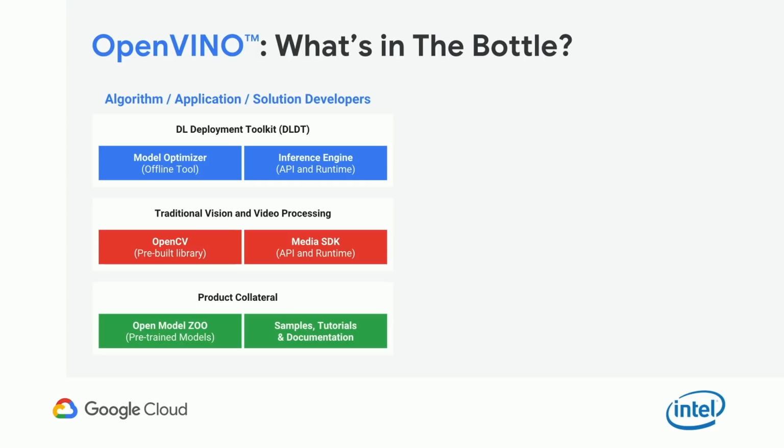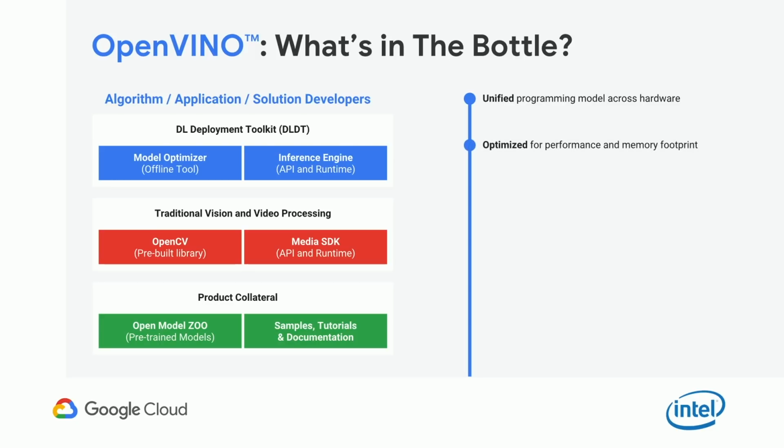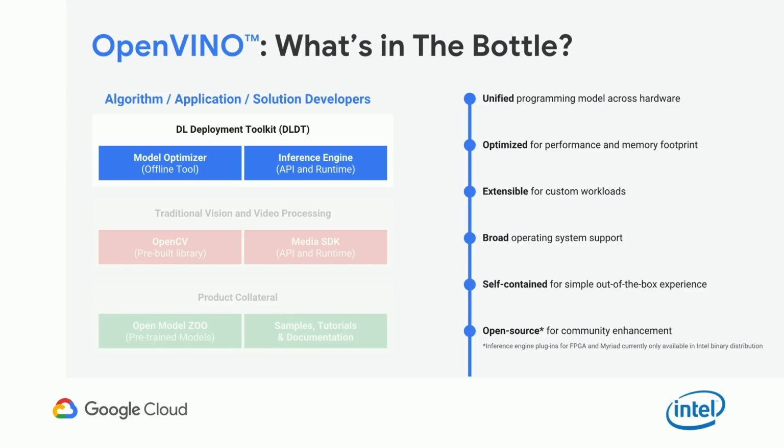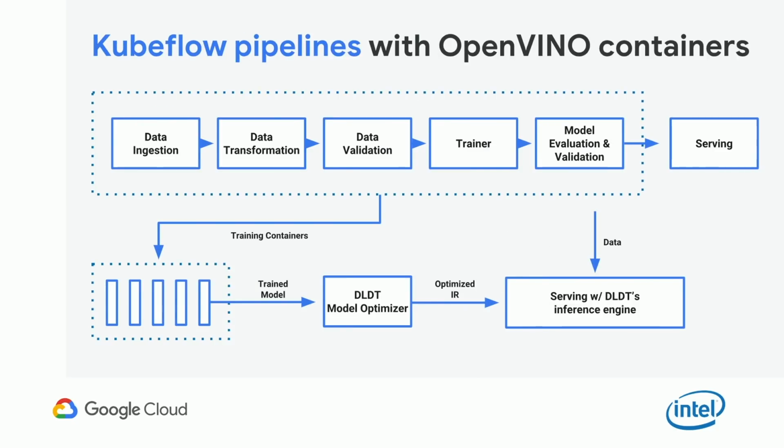In summary, OpenVINO provides a unified programming model across hardware, is optimized for performance and memory footprint, is extensible for custom workloads, provides broad operating system support, is self-contained for a simple out-of-the-box experience, and is open source for the community to contribute and enhance. The components that we will focus on today are basically the DLDT, which offers a model optimizer and an inference engine with unified APIs across different Intel hardware. So Intel and Google are partnering to bring the performance and ease of use of DLDT to GCP developers by adding DLDT containers to the Kubeflow Pipeline.